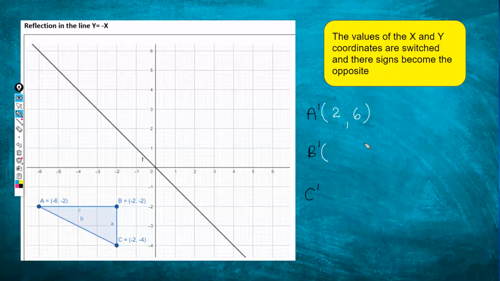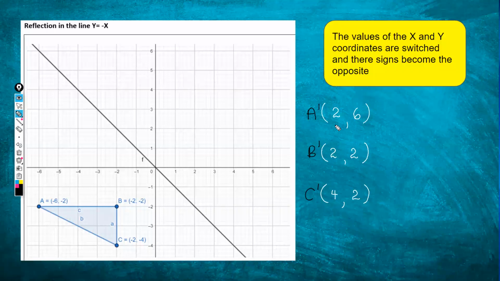Now, for B prime, we switch it. So the 2 goes here and the 2 goes here. And you notice I made all the signs the opposite. And for C prime, the 4 will go here and the 2 will go here. We switch positions. And once again, I did not forget to make all the signs the opposite. So that's the coordinates of where the new triangle, the reflected triangle, would end up.